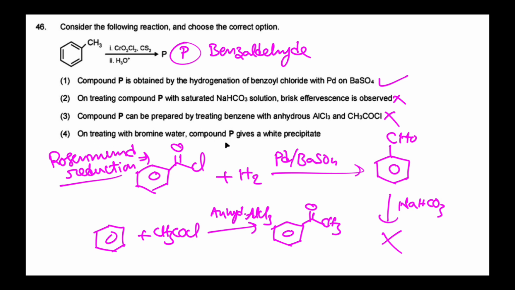On treating with bromine water, compound P gives a white precipitate. No, actually phenol with bromine water forms tribromophenol, which is a white compound. Benzaldehyde, the CHO group, is an electron withdrawing group. When we add bromine water to benzaldehyde, bromine will attack only at the meta positions, so it is not possible to form a white product. So the correct option is option 1.